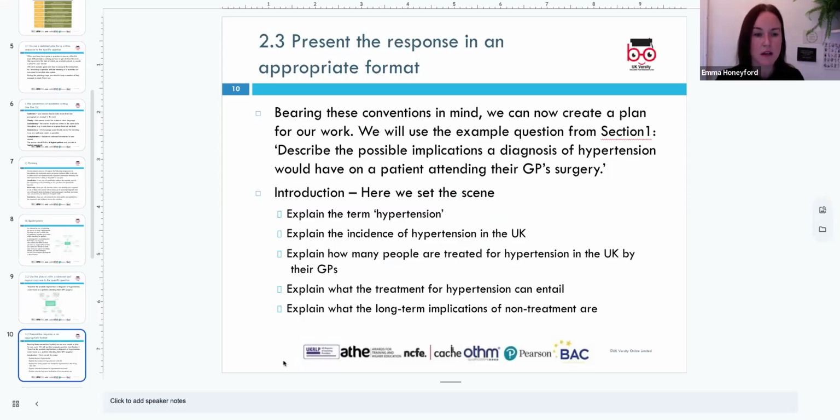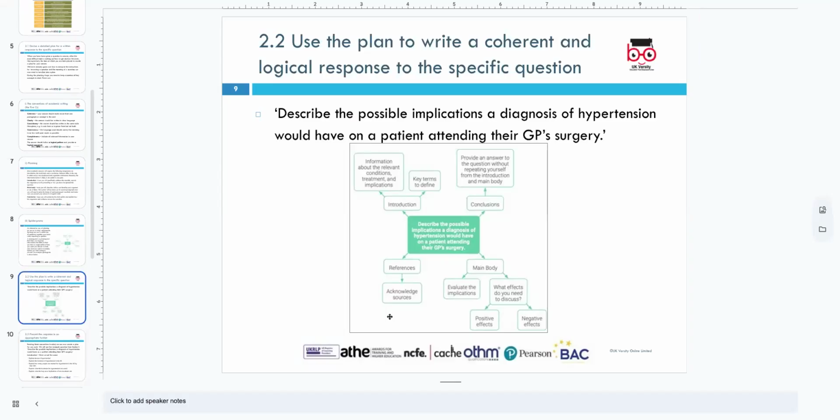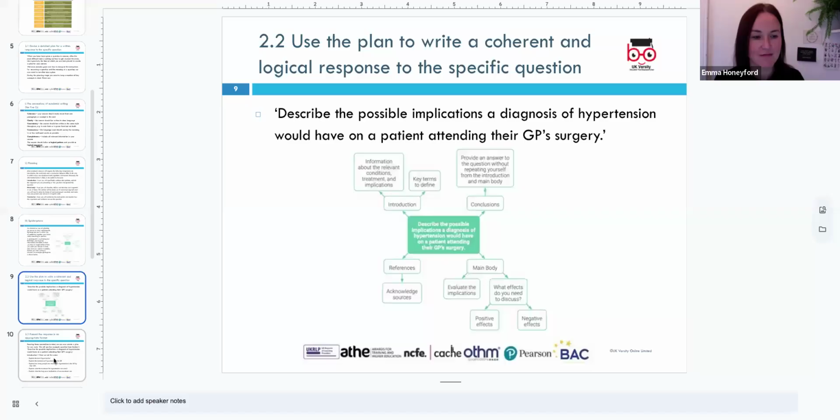Okay, so the next section. Did that make sense, guys? Stella, did you find that helpful, the spider diagram? Yeah. Okay. Great. Thank you.